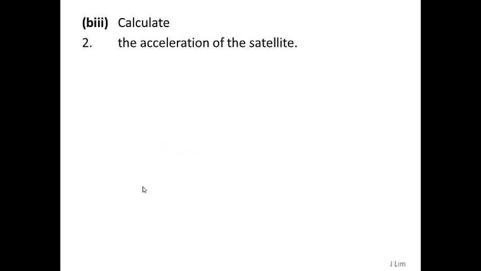Calculate the acceleration of the satellite. Acceleration is given by F equals ma, this is Newton's second law. So substituting values, we get an acceleration of 5.87 times 10 to the power of minus 3 meter per second squared.